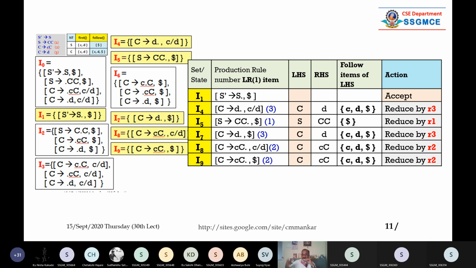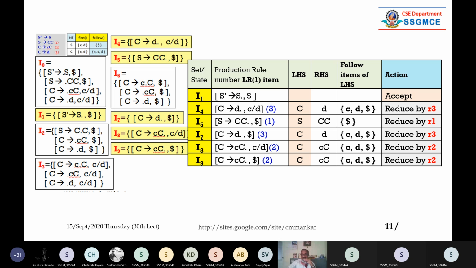When dot is at the end, it means it is a reduce action. If dot is not at the end, it is a shift action. That's why we have written those sets in the table along with the rule numbers. These rule numbers are referred from the original grammar.